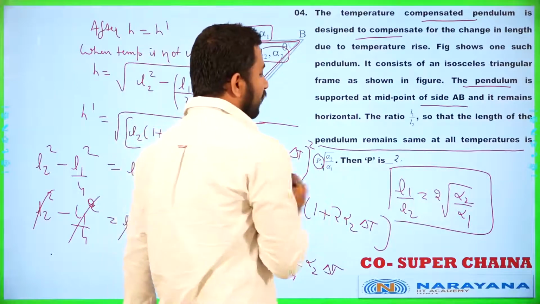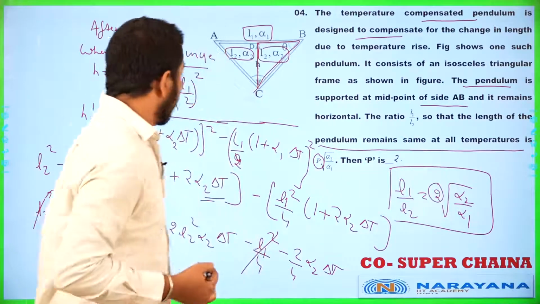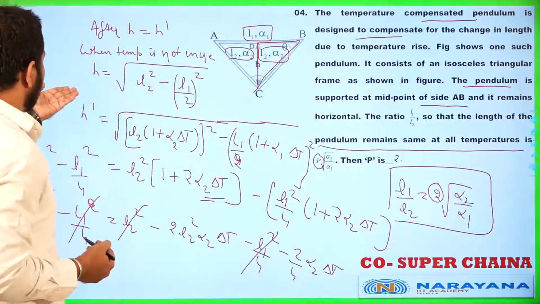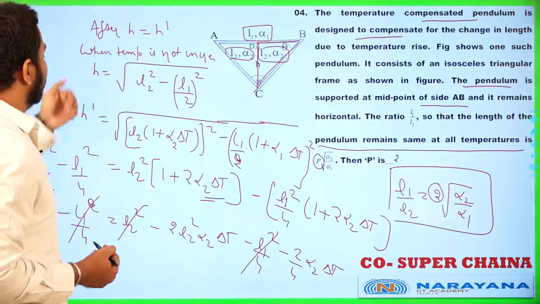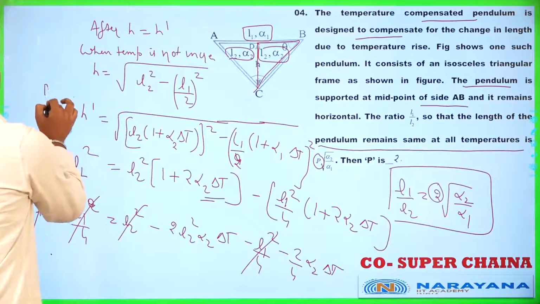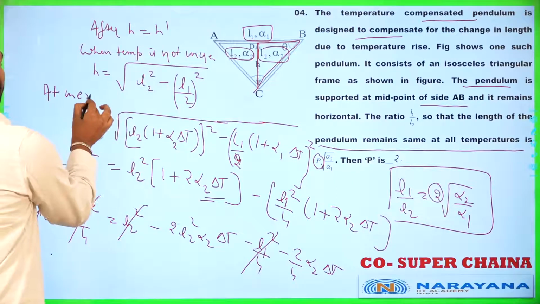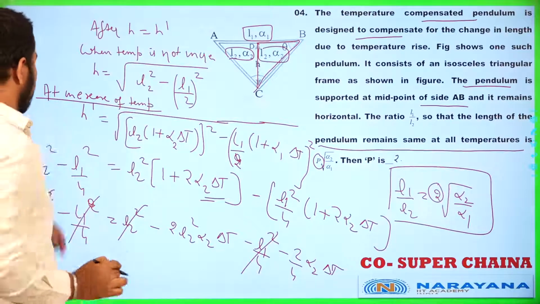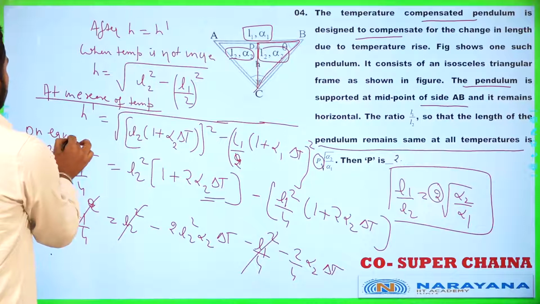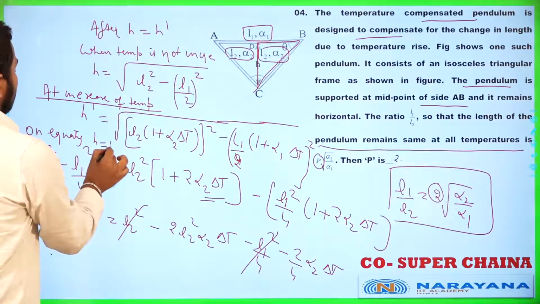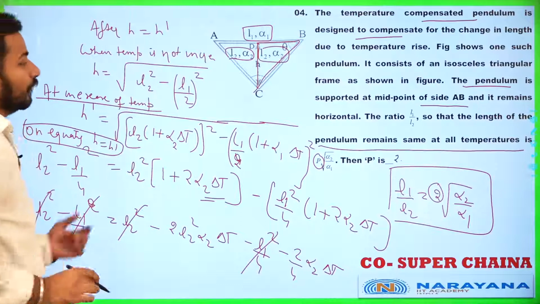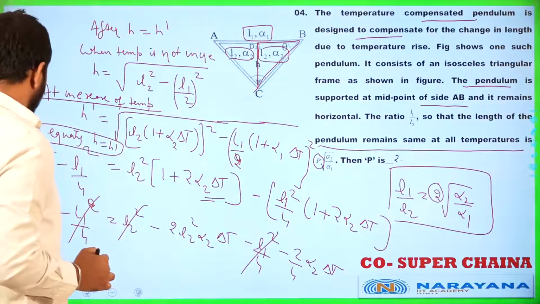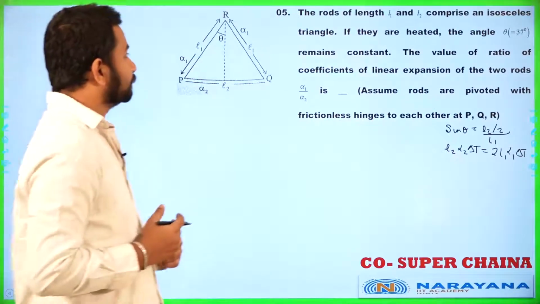So here we need to calculate the value of P. So P will be coming as 2, and that is the answer of this question. So simple, in the given question H and H dash: this is when temperature is not increased, and this is at increase of temperature. At increase of temperature, this is what happened. So we equated H and H dash. On equating H and H dash, we got this, and this is the answer of this question, student. So let's proceed to the next one now.